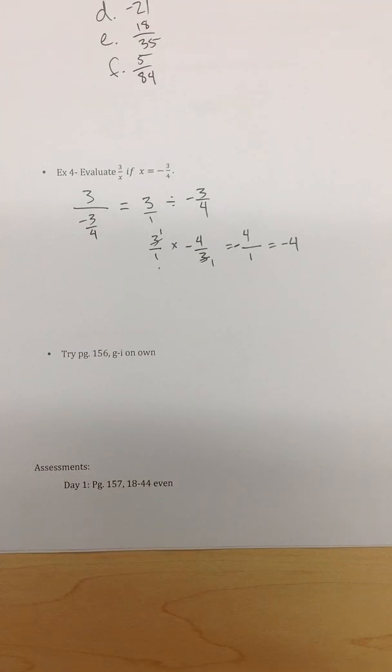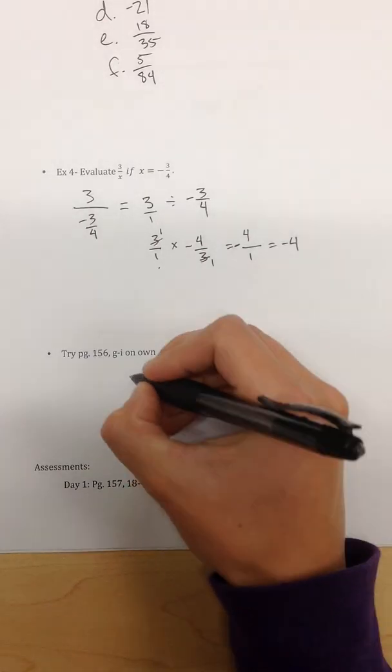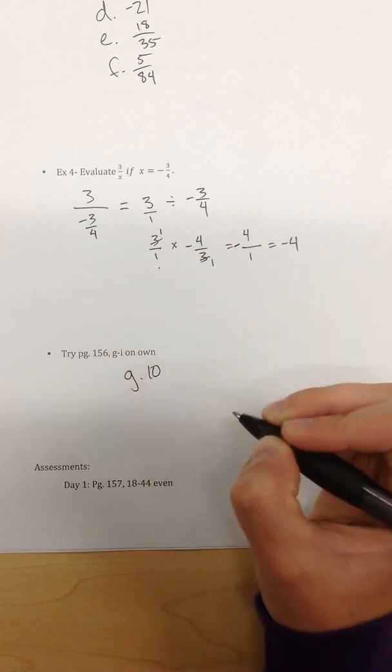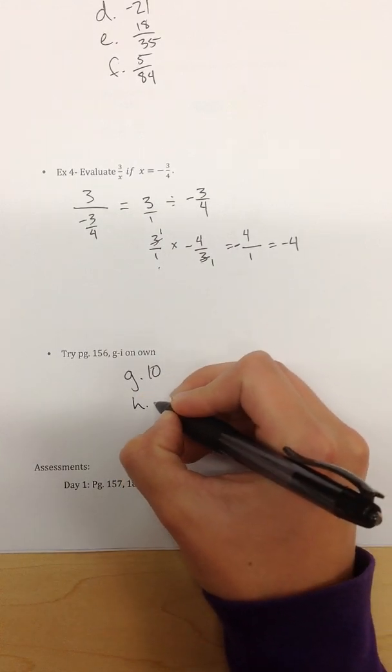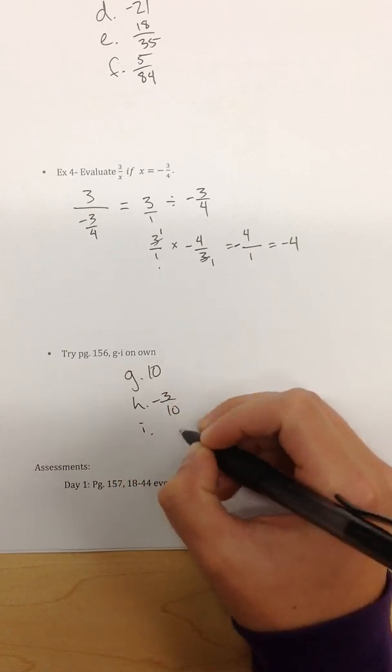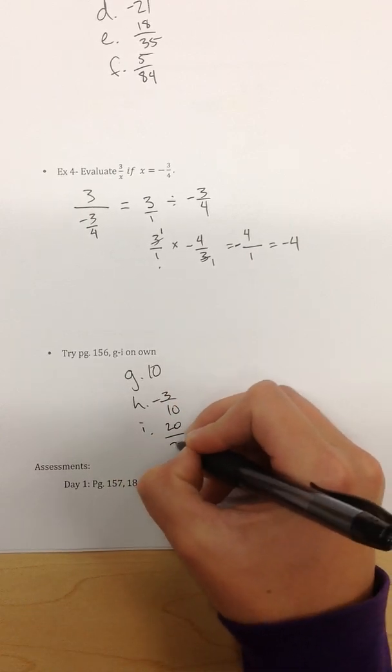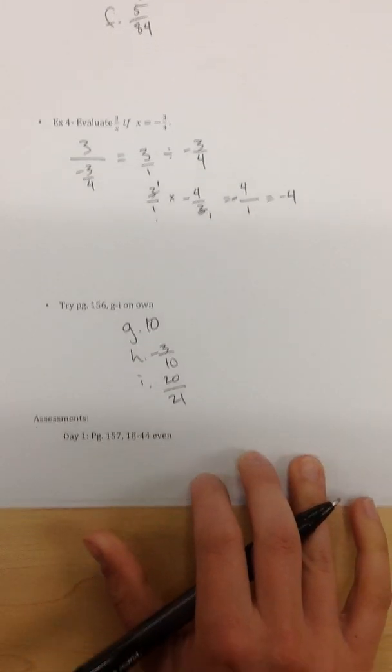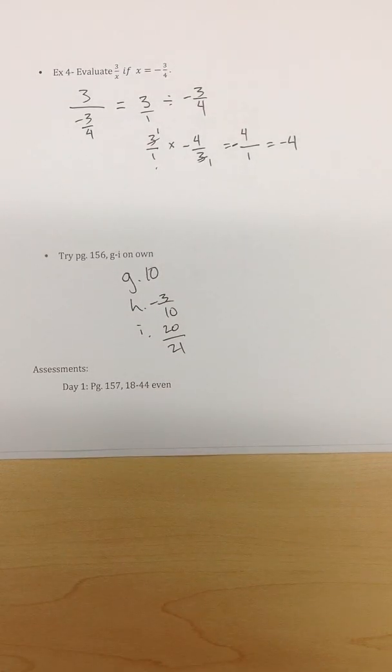Alright, last thing there on page 156. Try out G through I. So for G, they got 10. H, they got negative 3/10. And I, they got 20 over 21. So hopefully you got those. Okay, so that's the last part of our notes there. So your book page assignment is page 157, 18 to 44 even.